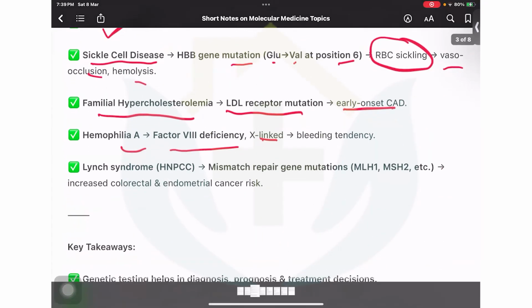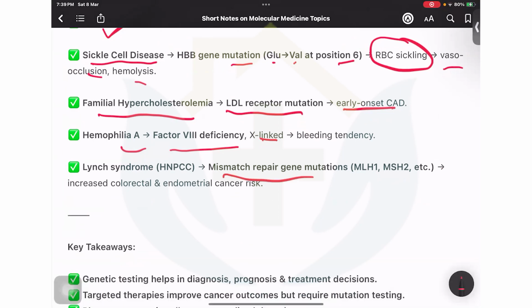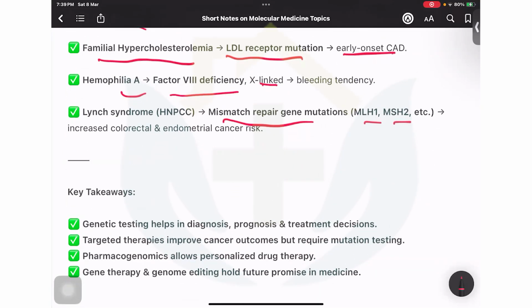Then cancer condition, Lynch syndrome, hereditary non polyposis colon cancer, mismatch repair gene mutation is there, and the genes are MLH1, MSH2, and all. So you need to remember that genetic testing is the window to the future. It helps in diagnosis, prognosis, and treatment decisions. And because PCR is available in 2 hours, it is the rapidest way of diagnosing a condition, infective or cancerous. The only thing is that we do not have enough copies of the DNA segment probes till today.